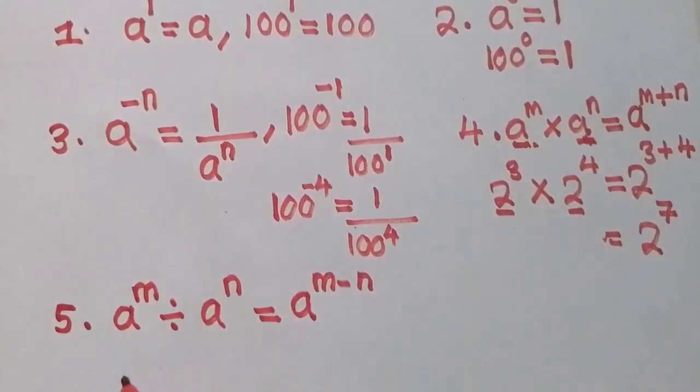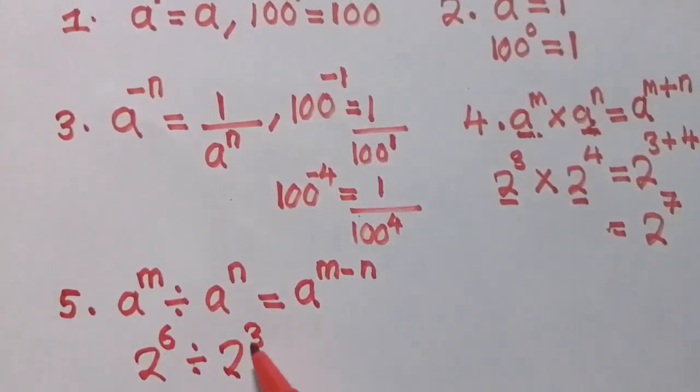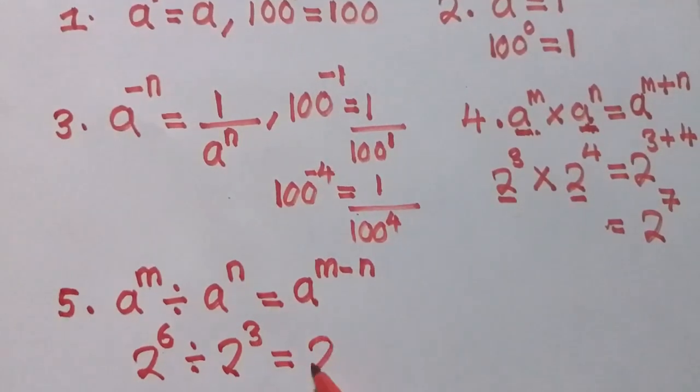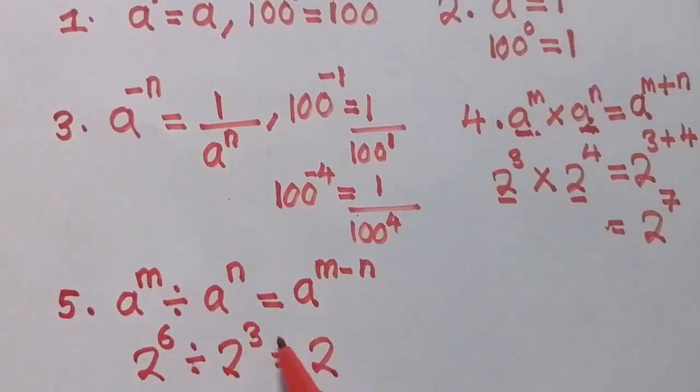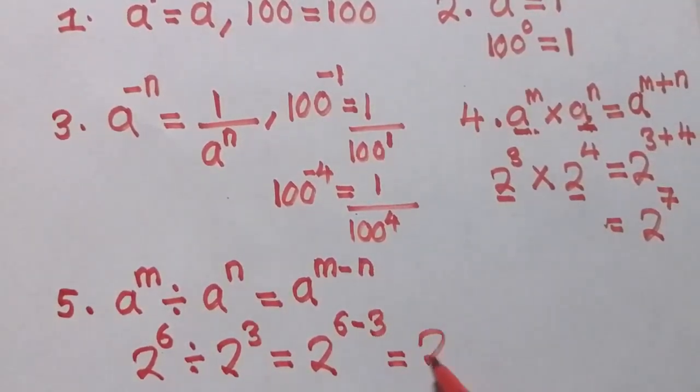So if you've got a number like 2 to the power 6, divided by 2 to the power 3, this means that the same 2 will be maintained, then you subtract the powers. We are going to say 6 minus 3, which is equal to 2 to the power 3. This will be your answer. This is what you need to know and understand.